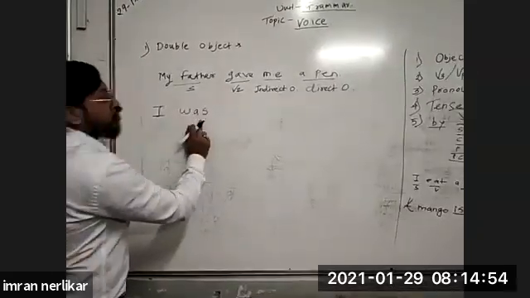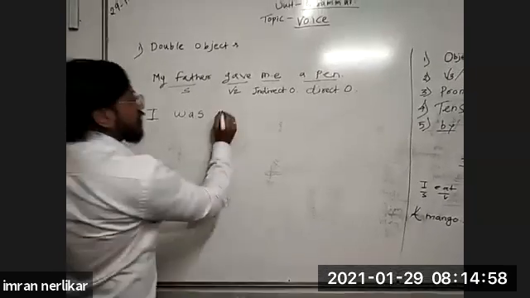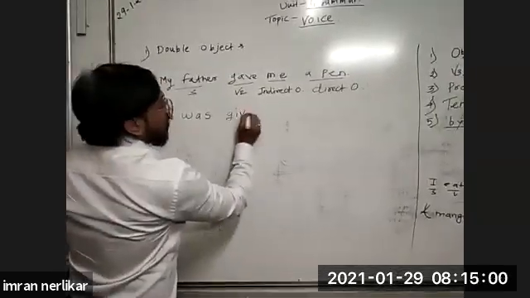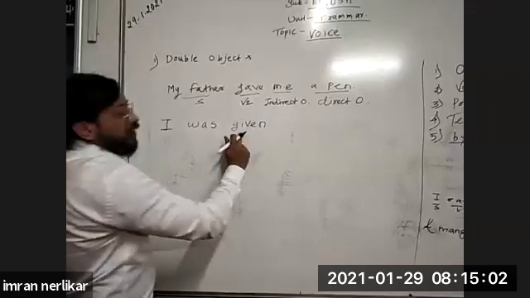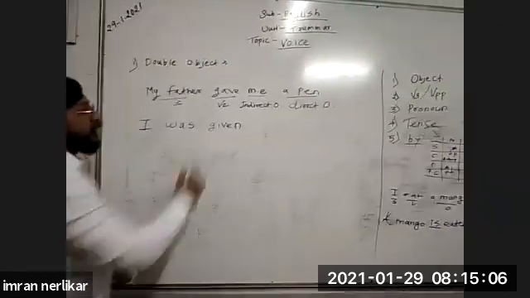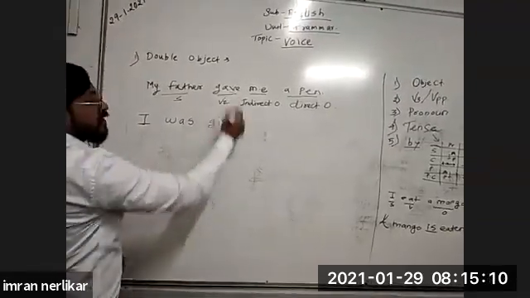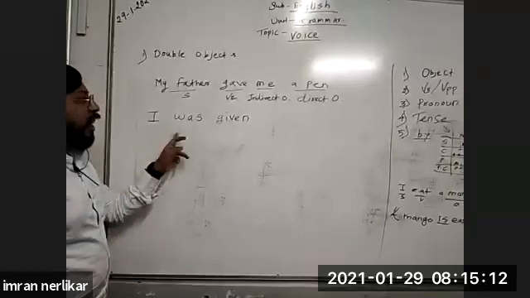Now the third form of gave is given. Give, gave, given. Give is the infinitive form. Gave is the past tense form, V2, simple past tense, and the third form is given. I was given.